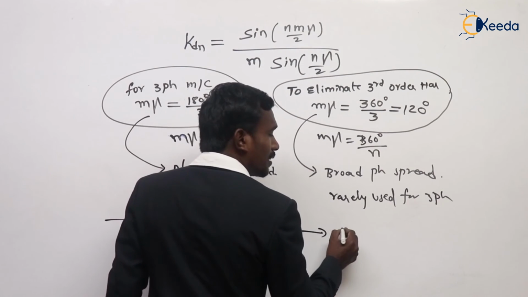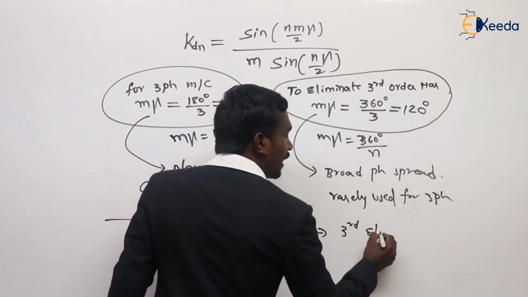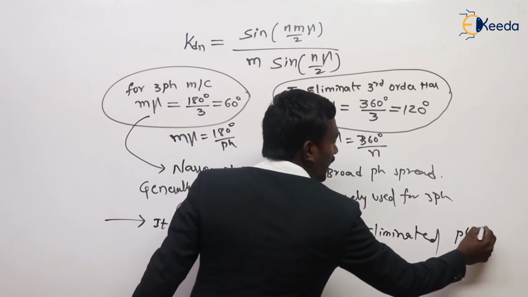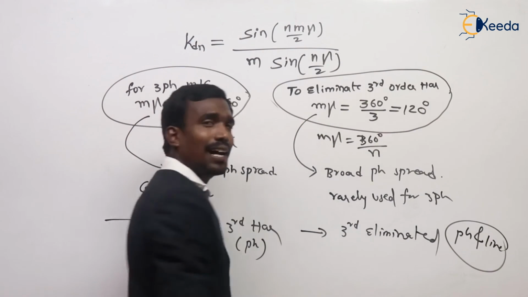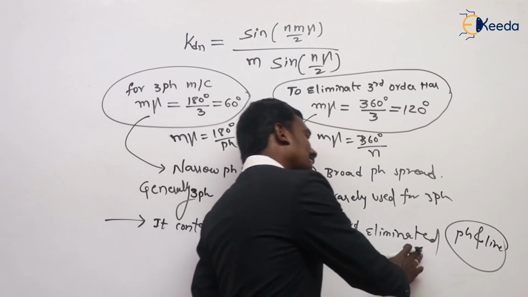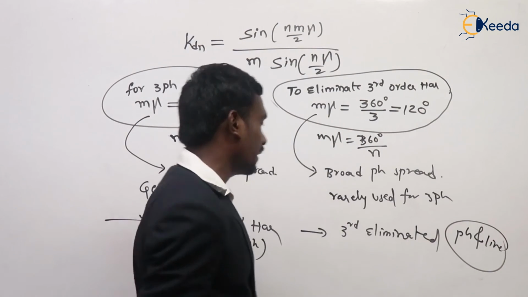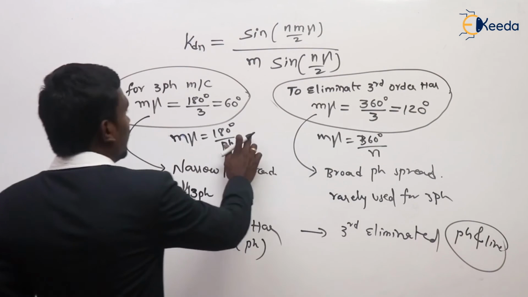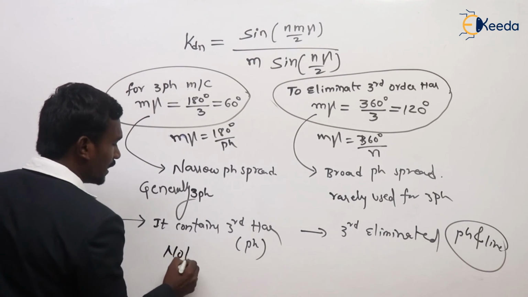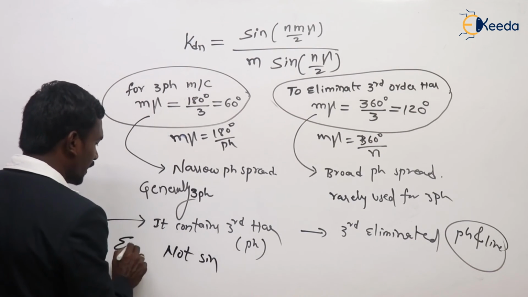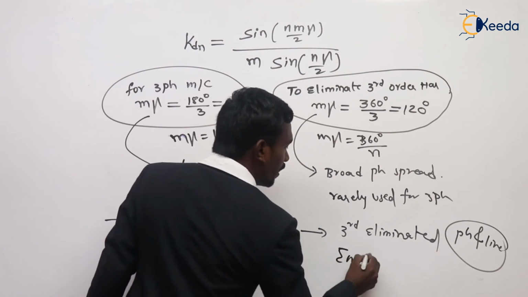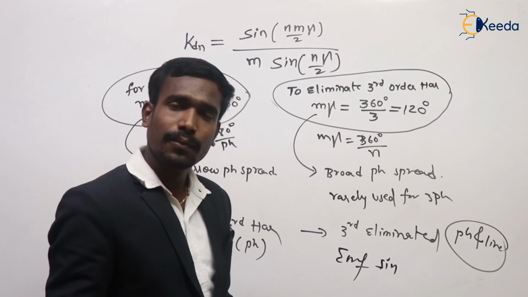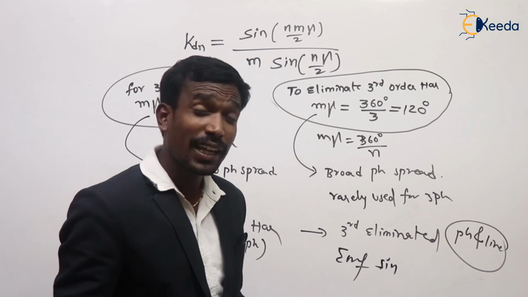But here third order harmonics are eliminated in phase and line. In both the cases third order harmonics are eliminated, but here third order harmonics are contained in phase. Here EMF is not sinusoidal. But here EMF is sinusoidal. Is it okay? Are you okay?